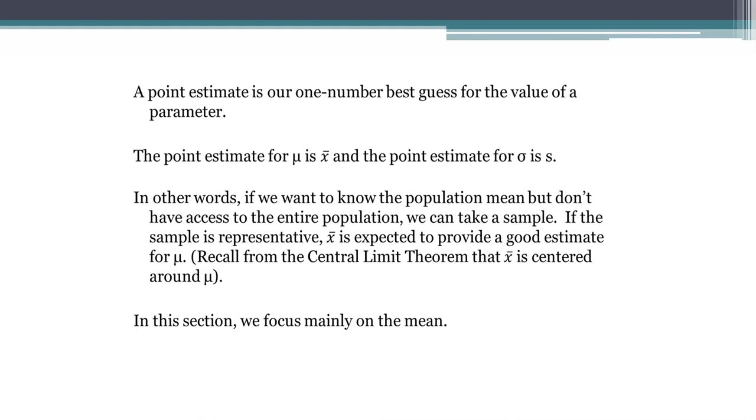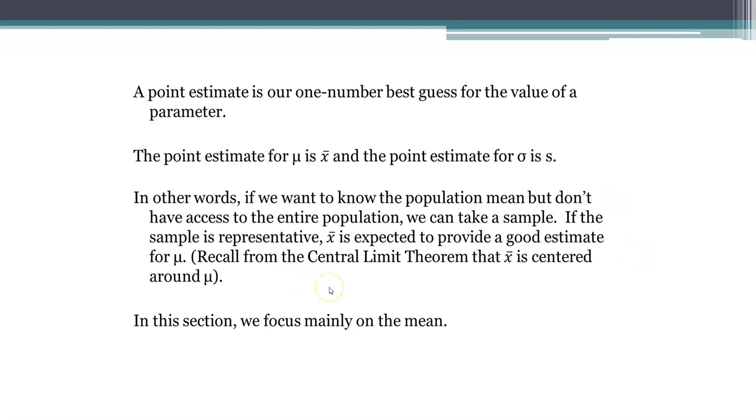So for our confidence interval, we're interested in two quantities. The first one is the point estimate. The point estimate is if we had to pick one number that would be our best guess for the value of a parameter, that would be the point estimate. Every parameter has a corresponding statistic that is its point estimate. So for the population mean, its best estimate is the sample mean. And for the population standard deviation, its best estimate is the sample standard deviation.